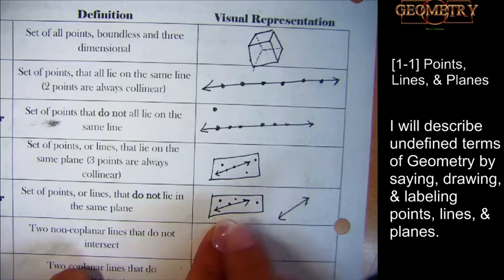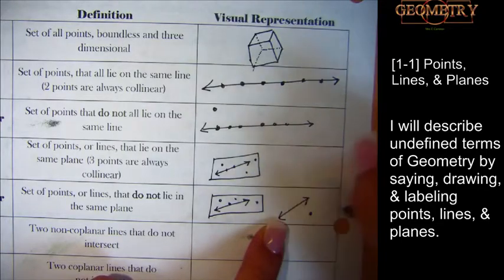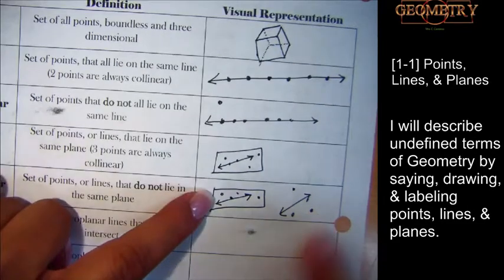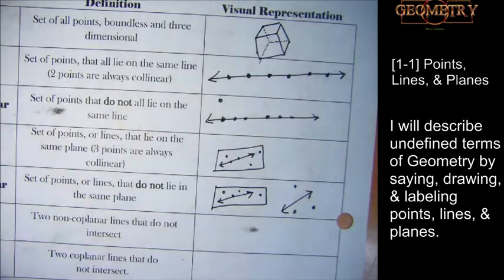Because this line is all drawn on this sheet of paper and this line is drawn on another sheet of paper, they're different planes. I could also do that with points, and I could draw some points. And these points are not coplanar to these points or this line because they exist on different sheets of paper. Yes? Okay.